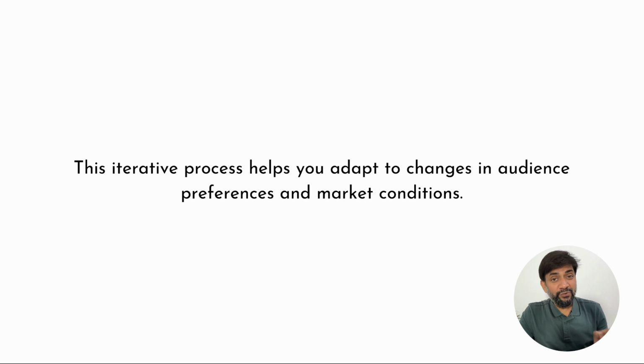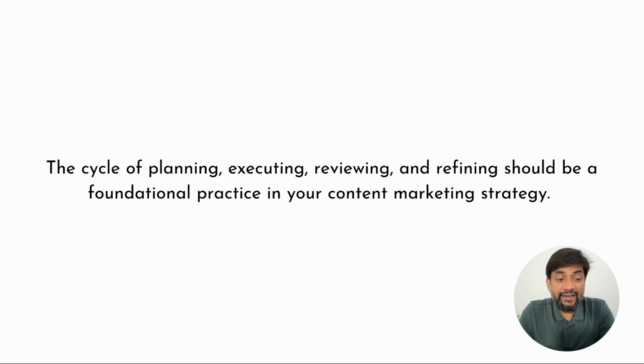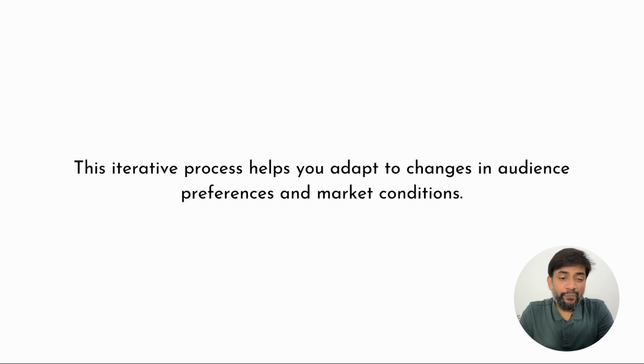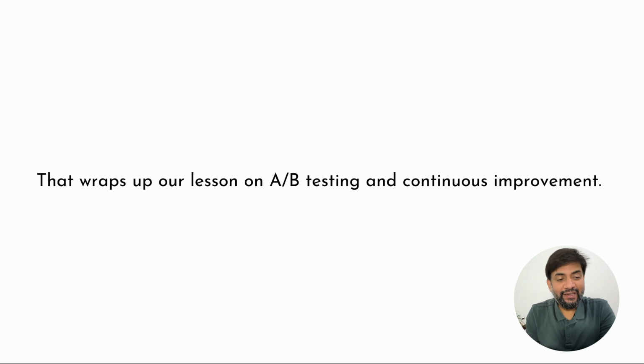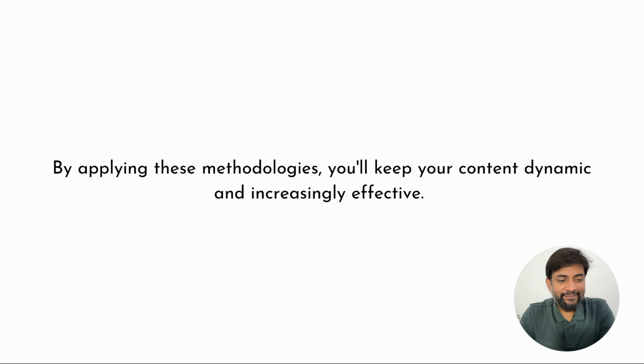Continuous improvement ties closely with A/B testing. It's about not settling for good enough. Instead, continually seek ways to make your content more effective. This involves regularly reviewing performance data, soliciting feedback, and staying updated on new trends and technologies. The cycle of planning, executing, reviewing, and refining should be a foundational practice in your content marketing strategy. This iterative process helps you adapt to change in audience preferences and marketing conditions.